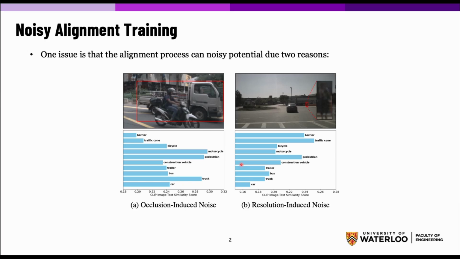I mentioned how we can train, but during training, there's one issue that is often overlooked. It's the fact that sometimes alignment can actually be noisy.